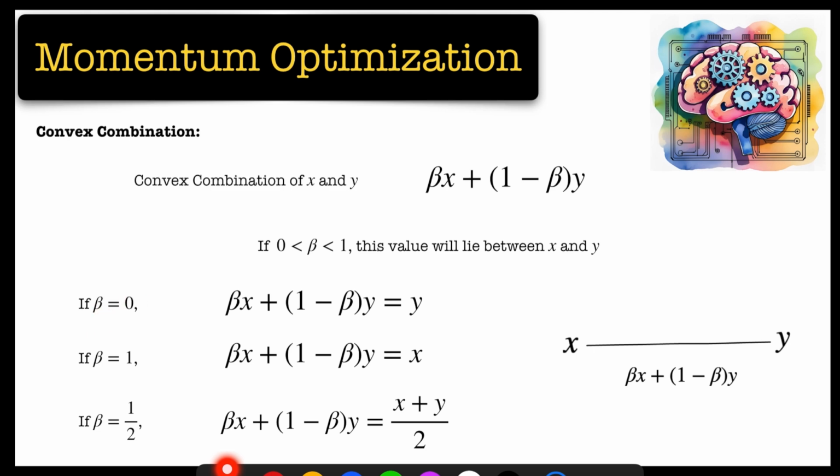If beta equals 0, we get 0 times x plus 1 minus 0 times y, which means y. If beta is 1, we get 1 times x plus 1 minus 1, that is 0, times y, so we get x. So beta ranges from 0 to 1, and we get the two extreme values x and y. If beta is half, we get half x plus half y, so x plus y divided by 2. This is a convex combination for two variables, and that's the concept we are going to use for this momentum approach.